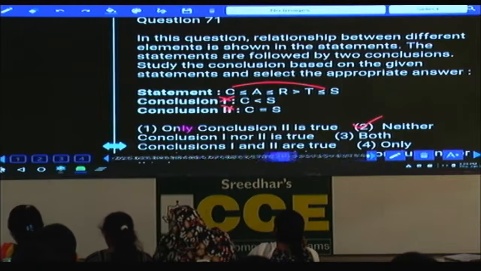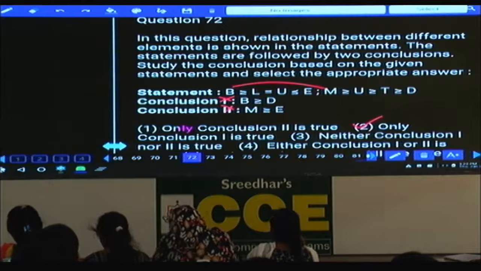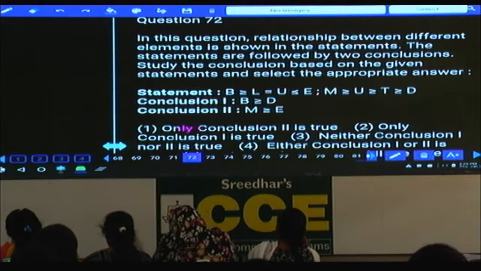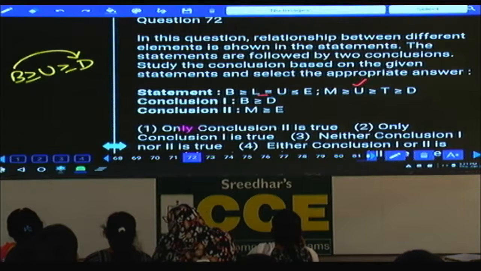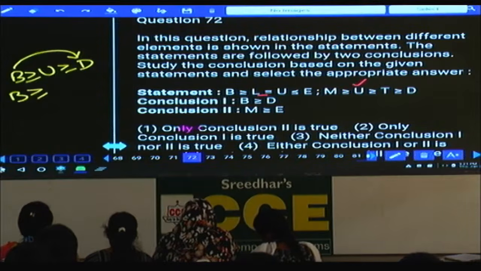Then coming to question number 72. Then B and D. B is here and D is here. Tell me which element is common here? U is common. Now between B and U, what is the symbol we have? B greater than or equals to U and U greater than or equals to D. Finally between B and D, what are the symbols which are common? Greater than or equals to. Hence B greater than or equals to D is definitely true.